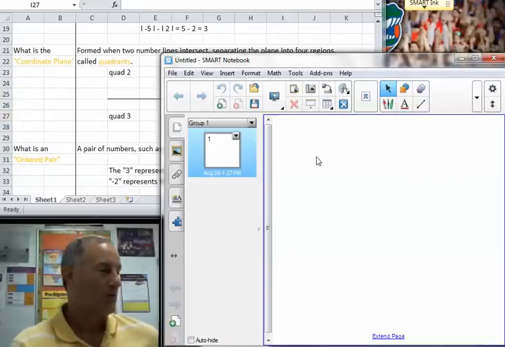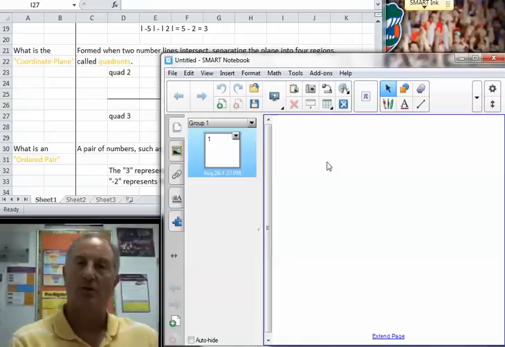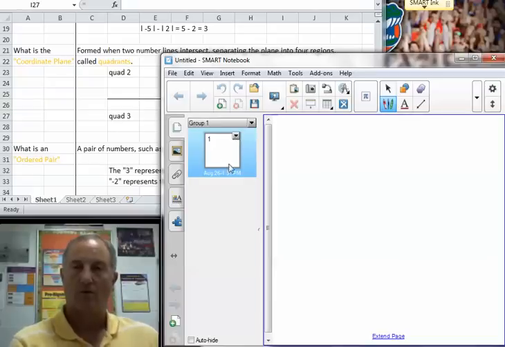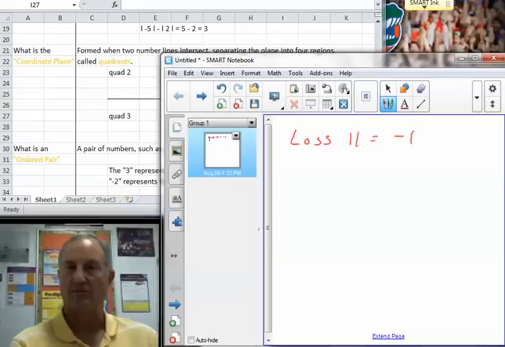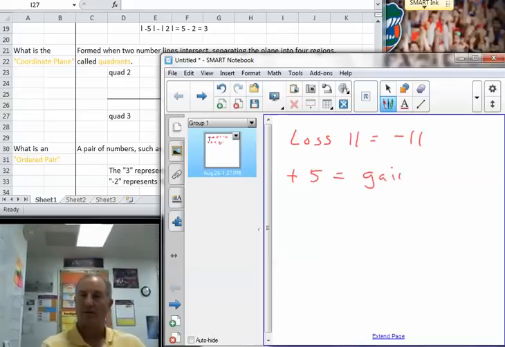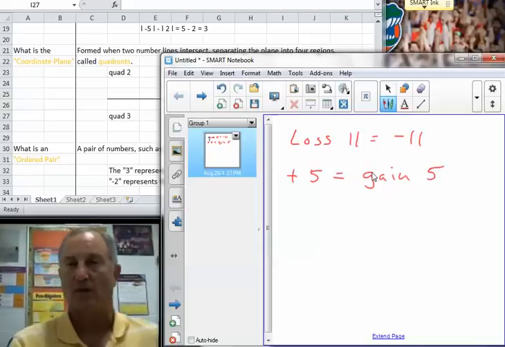Okay, in the first section here, talking about absolute value, if we wanted to show a loss, let's say you're watching a game on TV, we're in football season now, and let's say there's a loss of 11 yards. How would we show that numerically? It would be minus 11. If I said that the play netted a plus 5, we would say that's a gain in the positive direction of 5 yards.